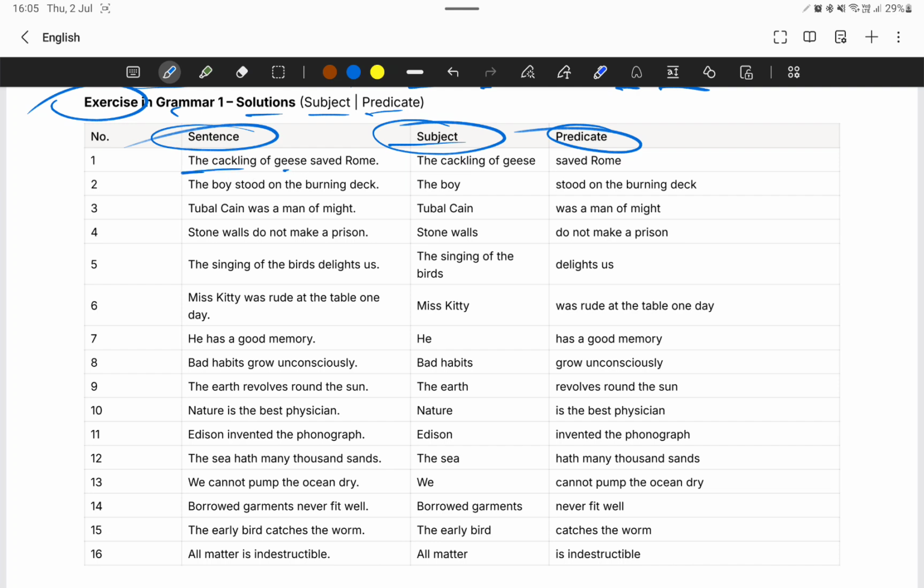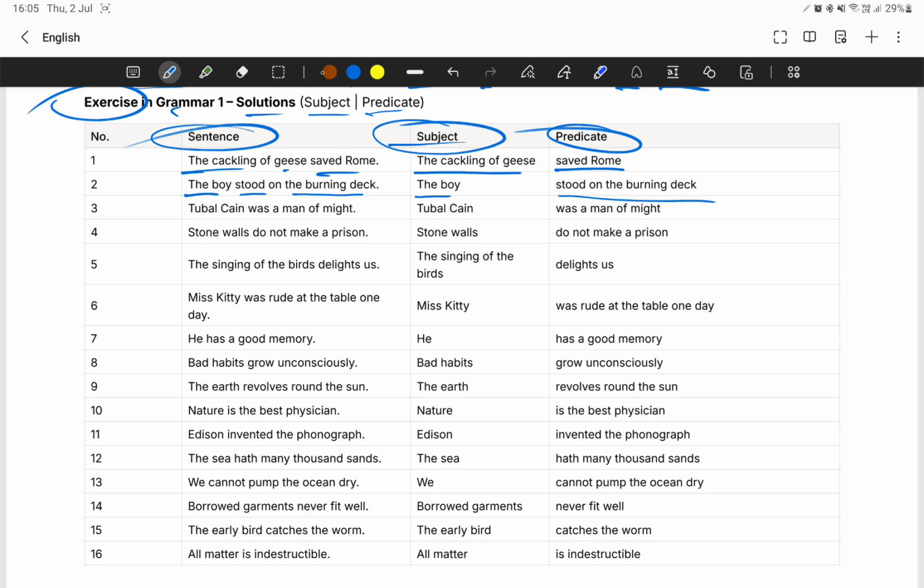The cackling of geese saved Rome. Okay, the cackling of geese is a subject and saved Rome is a predicate. Just wait and watch. I'll tell you. You'll find the figure. You'll find the pattern. Just wait and watch. The boy stood on the burning deck. Now you can see a pattern.